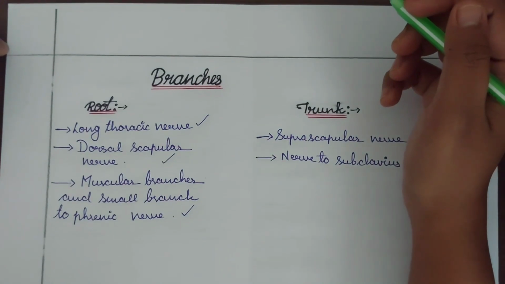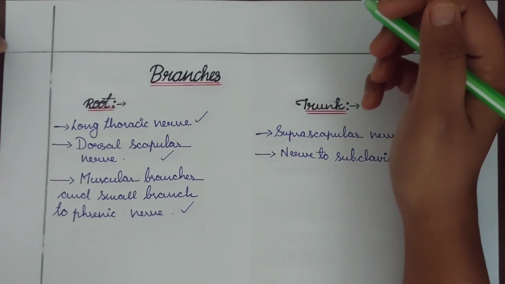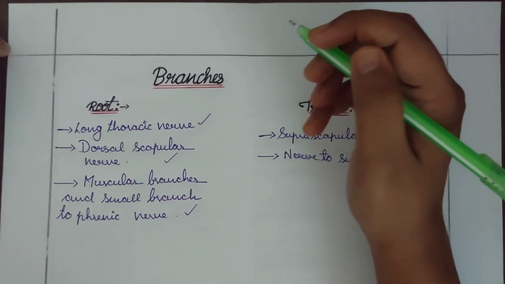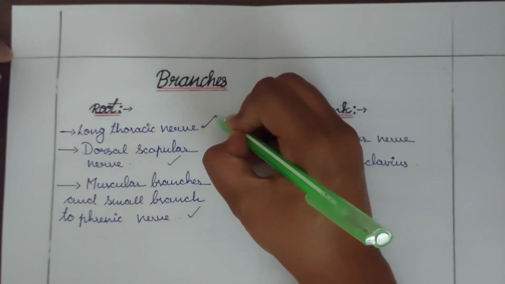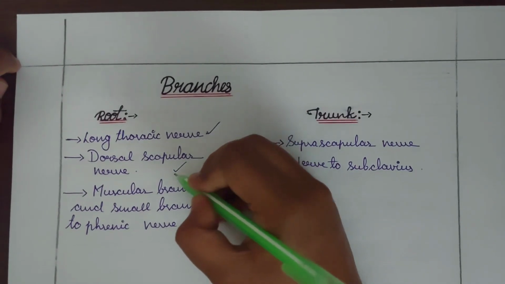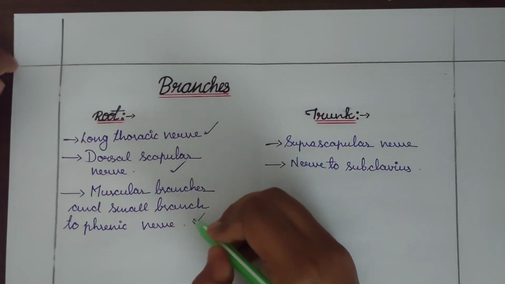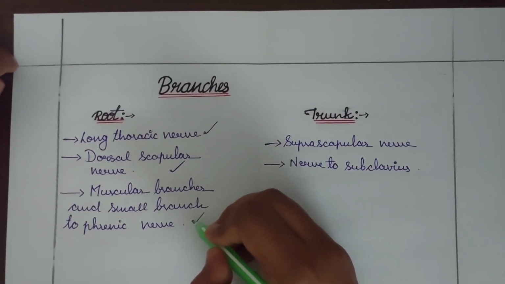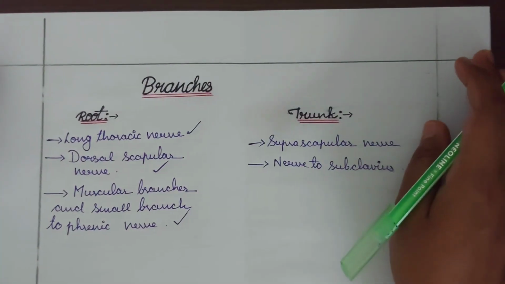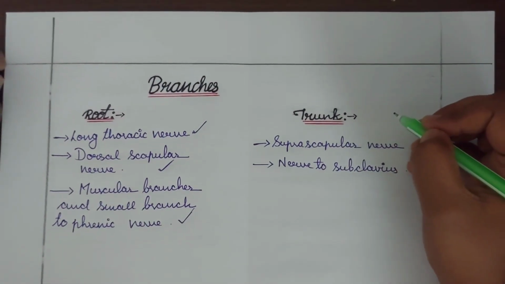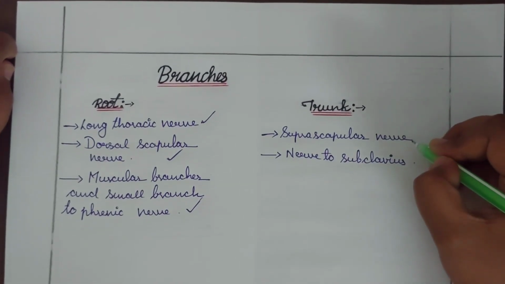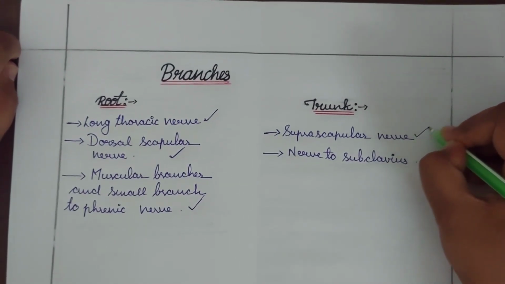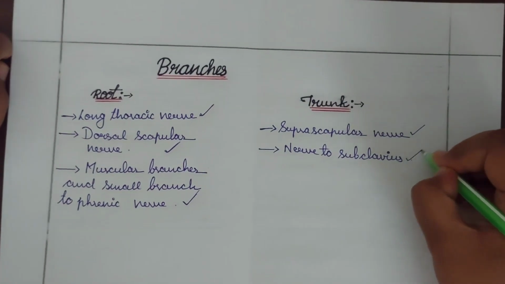Next we will see the branches of brachial plexus. The branches which arise from the root are long thoracic nerve, dorsal scapular nerve, muscular branches and a small branch to phrenic nerve. Next we will see the branches which arise from the trunk. The branches are suprascapular nerve and nerve to subclavius.